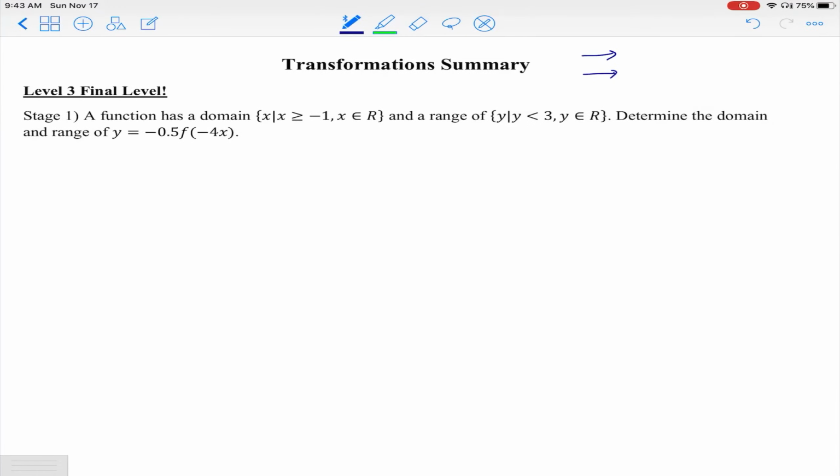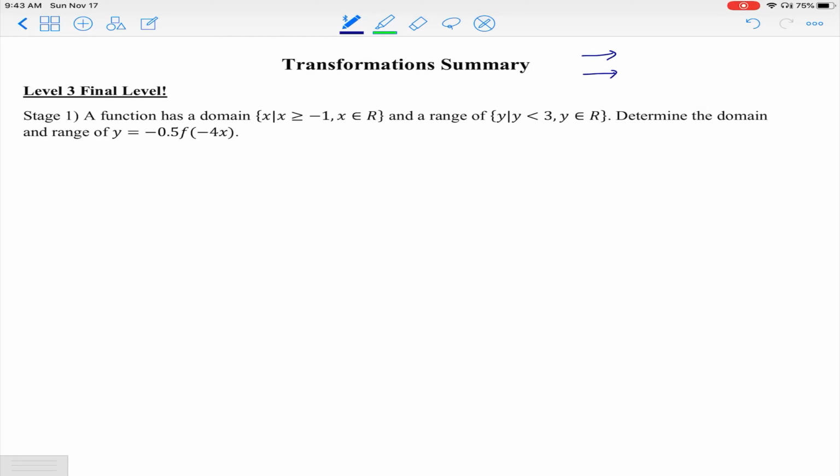Now, in this stage, we have a function with a domain of x such that x is greater than or equal to -1, x an element of real numbers, and the range of y such that y is less than 3, y an element of real numbers. Determine the domain and the range of the transformed function y equals -0.5 f(-4x).